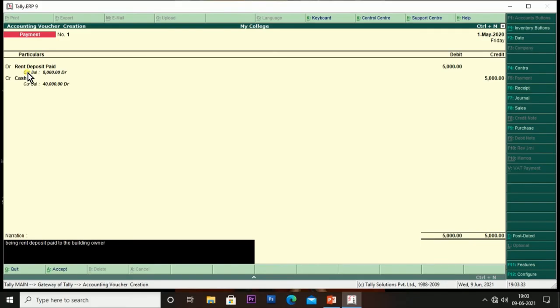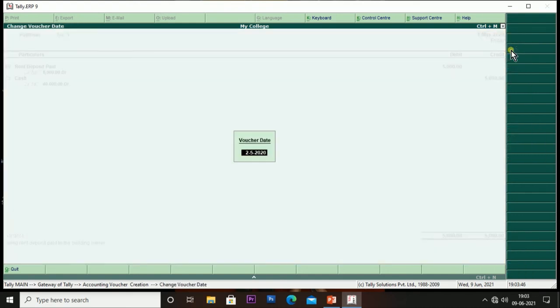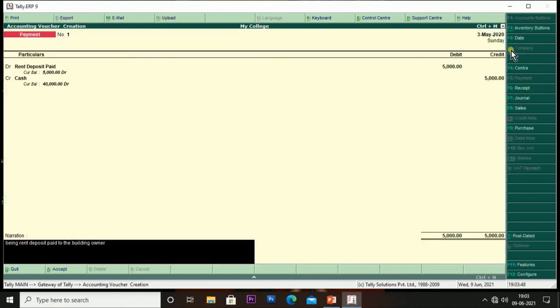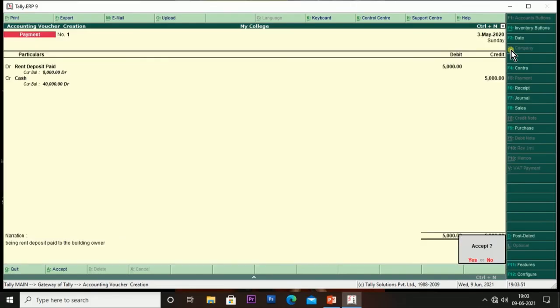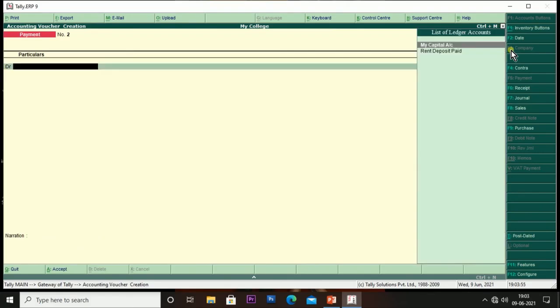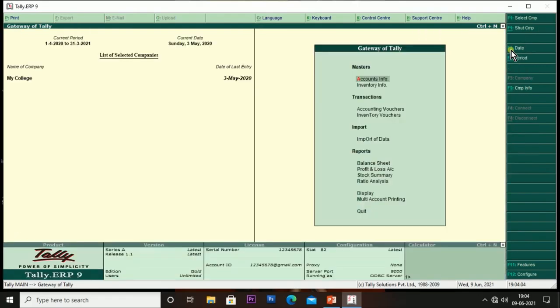Okay, Enter. You can even change the date at any time. Now maybe I want to change the date. Press F2, F2 is to change the date. Press F2 and take maybe 3. Enter. So the payment voucher is over. We will do one more. To go back we can press Escape.